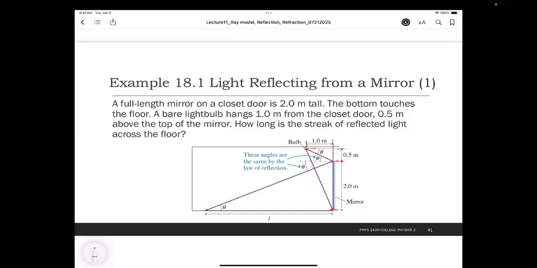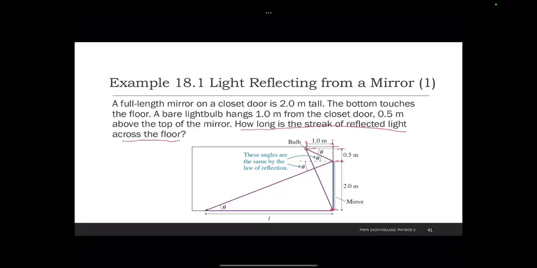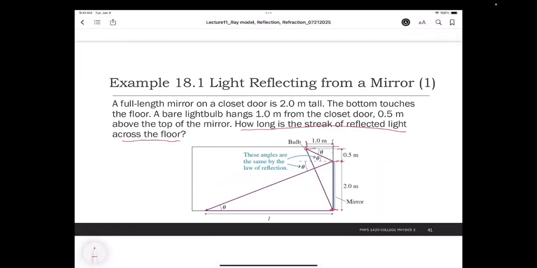They just ask you how long is the streak of the reflected light across the floor. They just ask how long this distance is, if the light goes to the top and is reflected to here, and this is just the bottom light. How long is this distance?